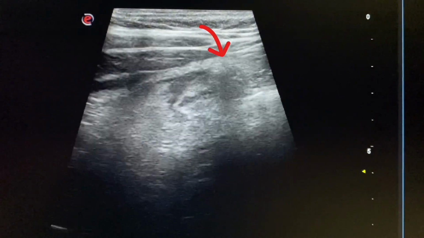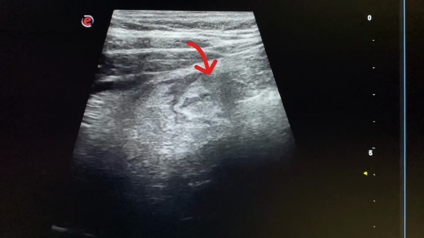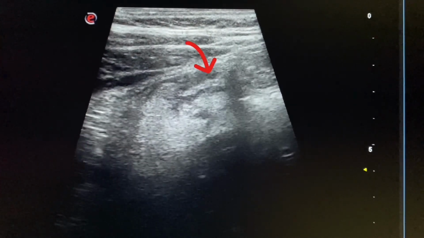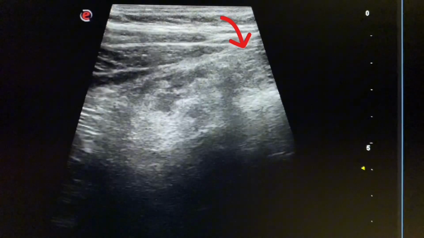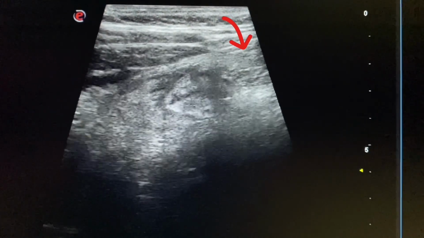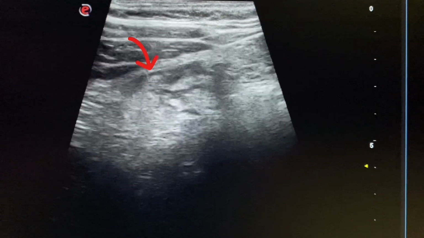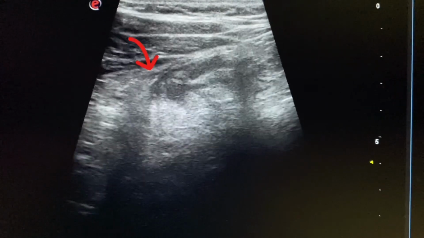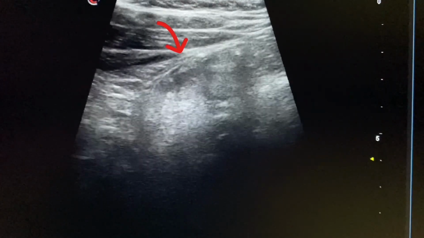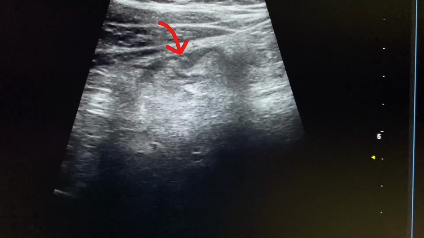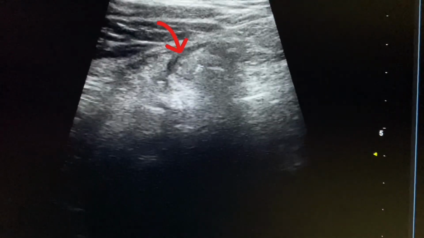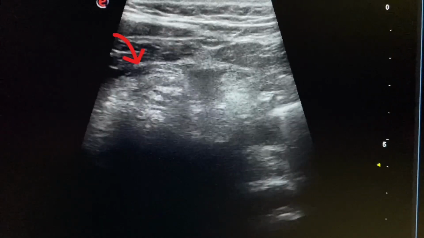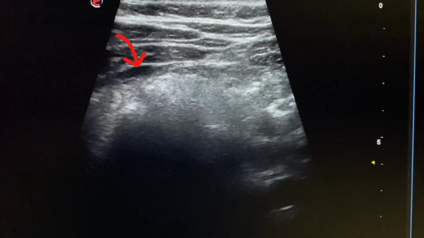Here we see the distal ileum and it is connecting with the cecum here. The walls of the distal ileum are normal and are not visualized. But here at the ileocecal junction, the wall of the cecum is thickened and visualized as a hypoechoic lining, which is the muscle layer, and an echogenic line, which is the submucosal layer of the cecum. These are visualized when they are inflamed.